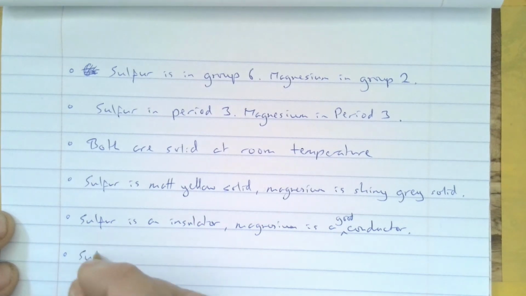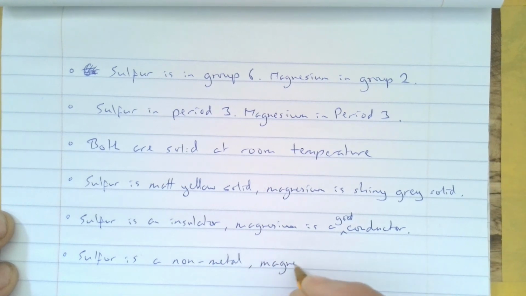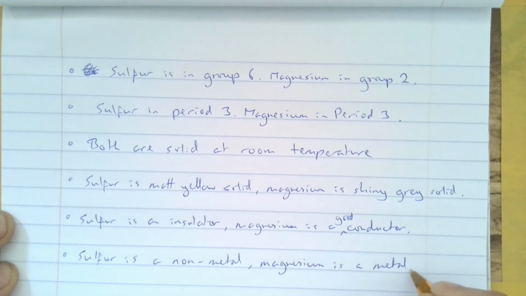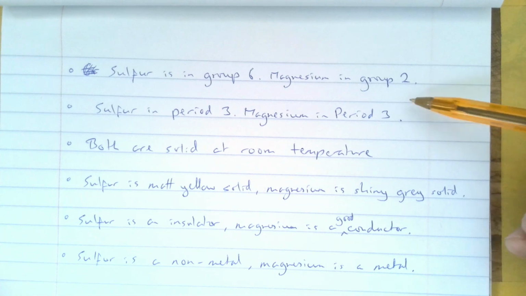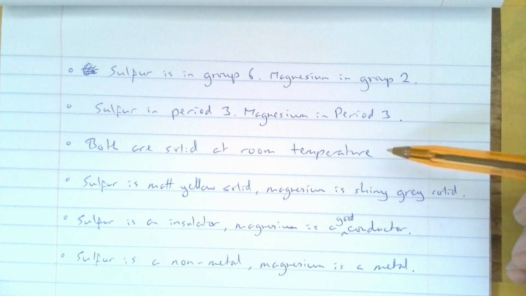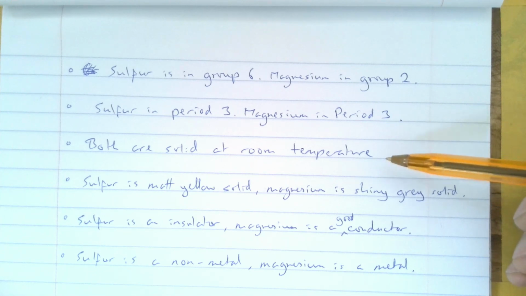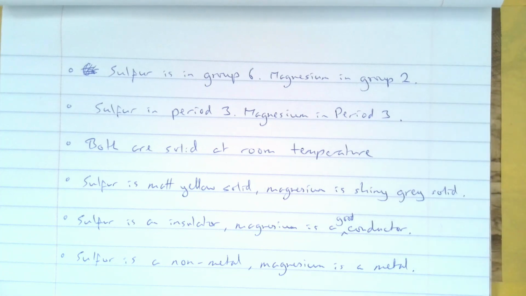So that's my final comparison. Sulfur is a non-metal, magnesium is a metal. Some of those comparisons are straightforward. The first two are very straightforward to get from the table. The other ones you had to look a little bit more carefully and separate different lines out to get a direct comparison. But those comparisons are all in there. That would be a very easy 6 marks were that question to come up.